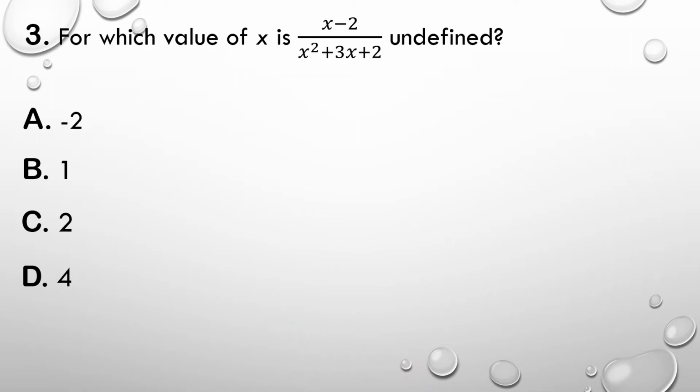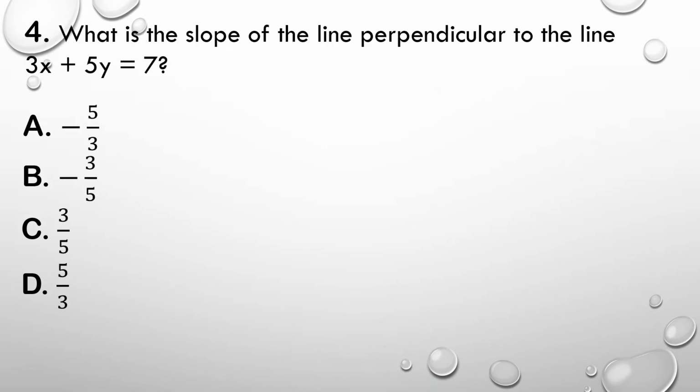Number 3. For which value of x is the rational expression x minus 2 over x squared plus 3x plus 2 undefined? Go. Number 4. What is the slope of the line perpendicular to the line 3x plus 5y equals 7? Go.